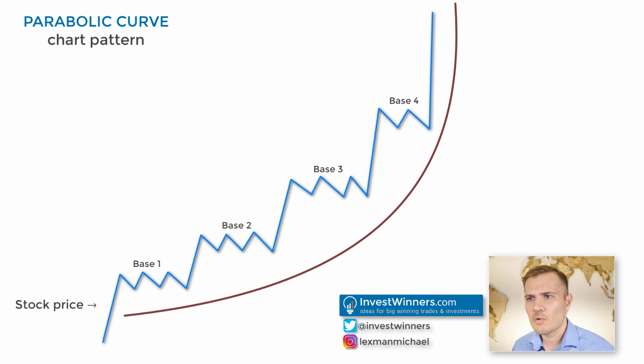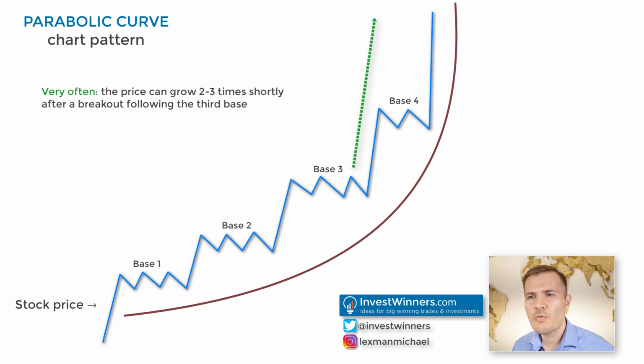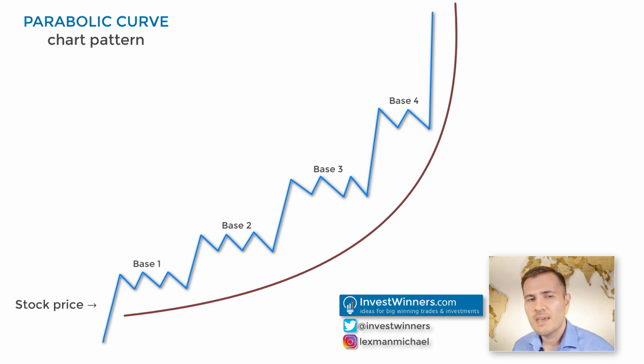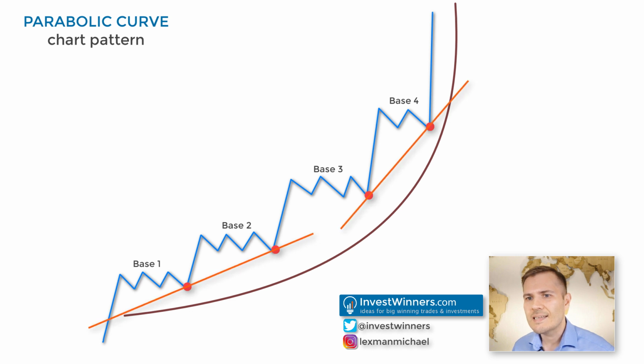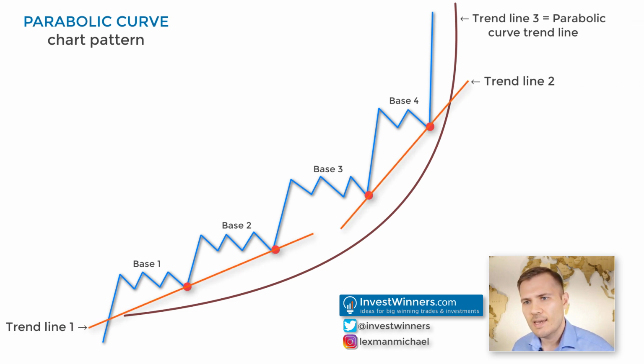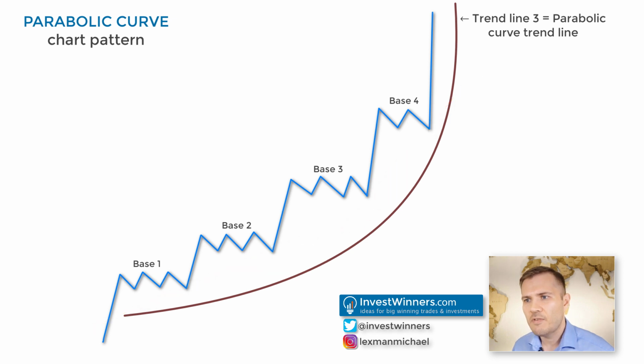Stagnation periods are the so-called bases. Very often the stock or futures price can grow 2-3 times in a very short period of time after a breakout following the third base. In the pattern's final part, the price goes up almost vertically with large bars. We build trend lines at the points where stagnation ends. The trend line has the sharpest angle in the pattern's final part.